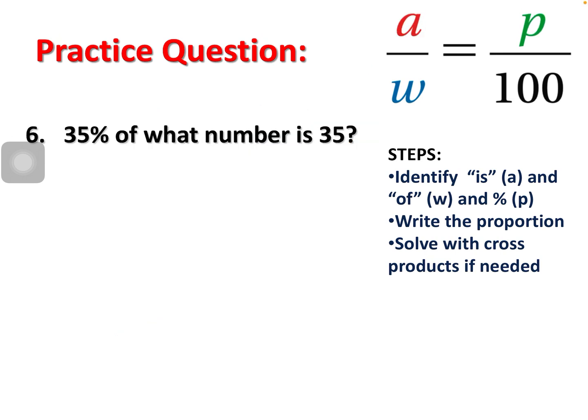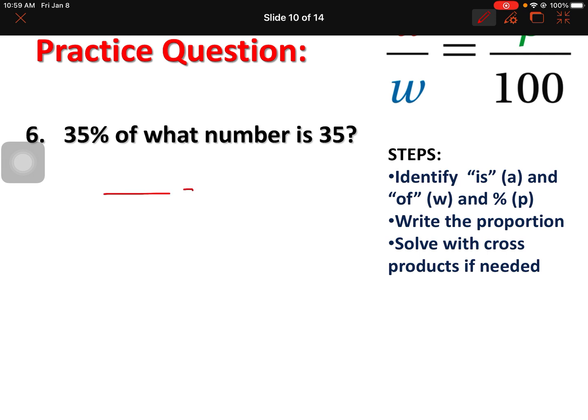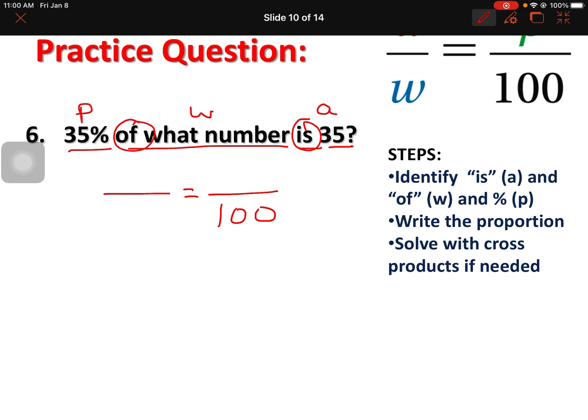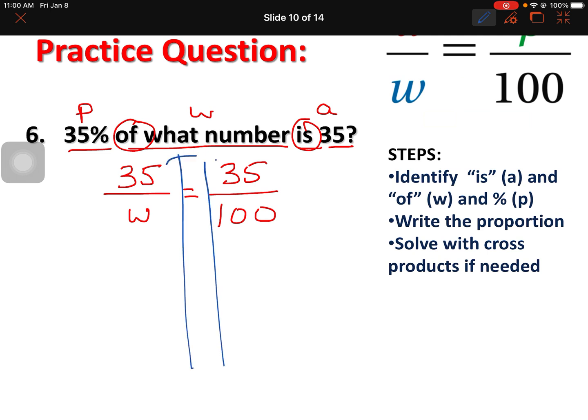All right, next question, number 6. Once again, we're going to get our proportion set up, ready to go. And we have 35%, there's our P, of what number, there's that of, is 35. So this is my A, and this time we're missing the of, the W. And so we're going to put the 35 above the 100, and we're going to have 35 as our A. And if you have some number sense in this case, some of you will go ahead and do your cross products, but notice these two are exactly the same.